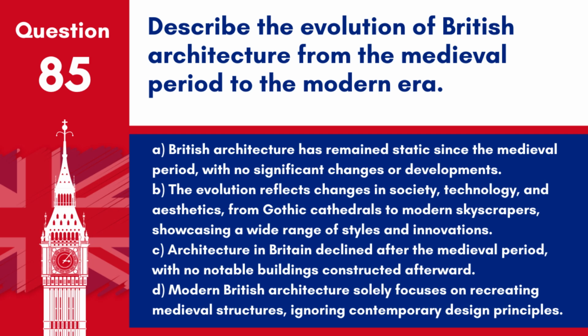C. Architecture in Britain declined after the medieval period, with no notable buildings constructed afterward. D. Modern British architecture solely focuses on recreating medieval structures, ignoring contemporary design principles. Answer. B. The evolution reflects changes in society, technology, and aesthetics, from Gothic cathedrals to modern skyscrapers, showcasing a wide range of styles and innovations. British architecture has a rich history that mirrors the country's social and technological progress, contributing significantly to the global architectural heritage.